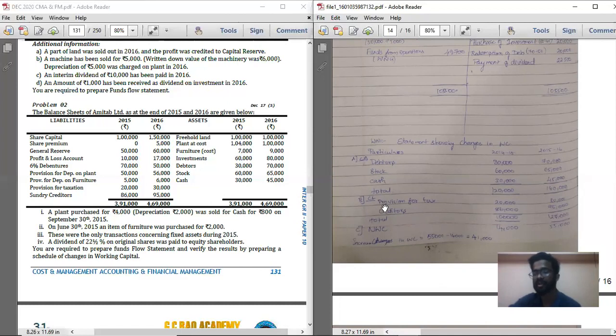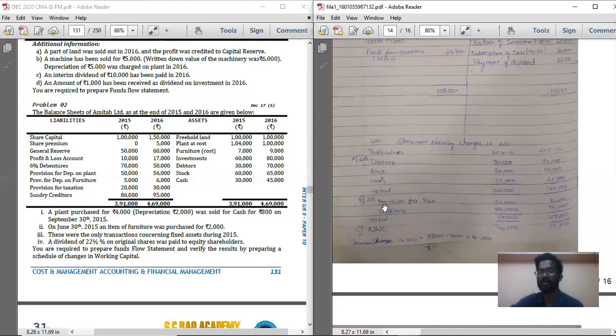For the 2014-15 column, the total is 30,000 plus 60,000 plus 30,000. You are getting 1,20,000. So below that, underline it and record 1,20,000. For 2015-16 also, total it: 70,000 plus 65,000 plus 45,000. You are getting 1,80,000. So below that, underline it and record the total 1,80,000. So that is the total of current assets.